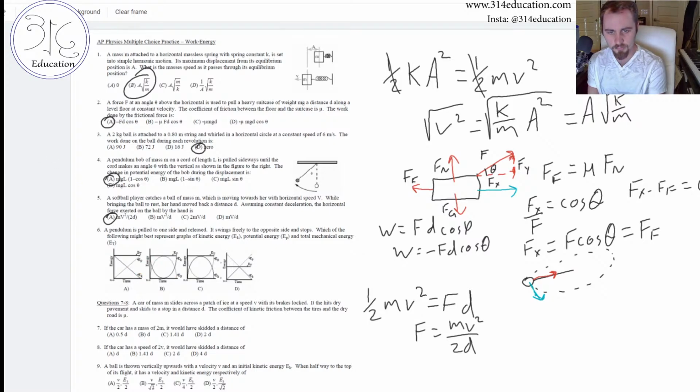I'm gonna circle in red the kinetics, and I'm gonna circle in green the potentials, just so we can see better what these graphs are telling us. So we're looking for a case where it pulls up to one side and is released. We expect all of our energy to start in potential energy.